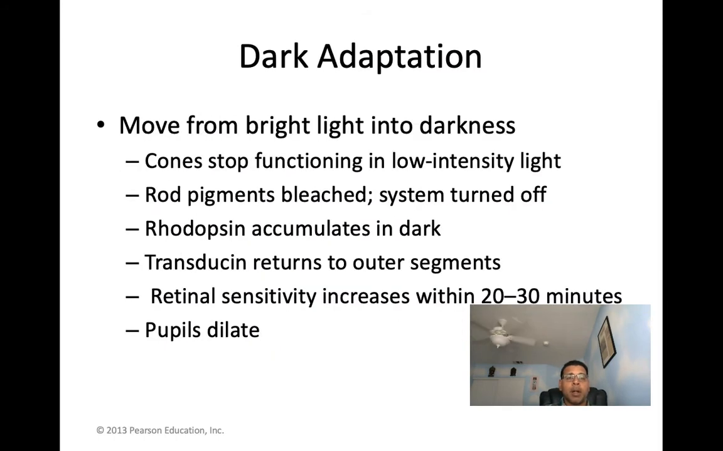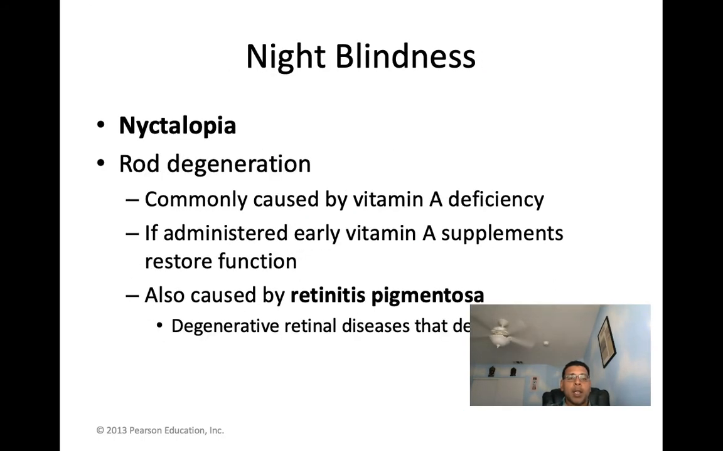So we took care of dark adaptation and light adaptation. Nyctalopia, I want to make sure you got there as well. Night blindness, basically due to rod degeneration, commonly caused by vitamin A deficiency. And then if administered early, vitamin A supplements can help restore function. We can see it's also caused by retinitis pigmentosa.